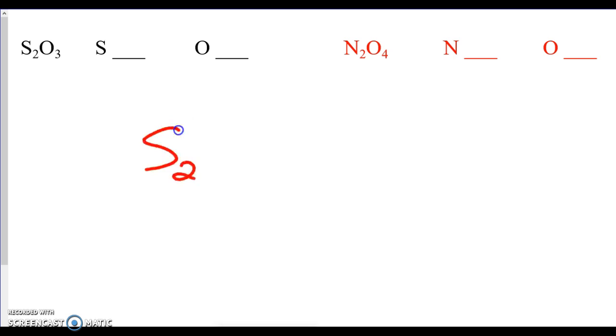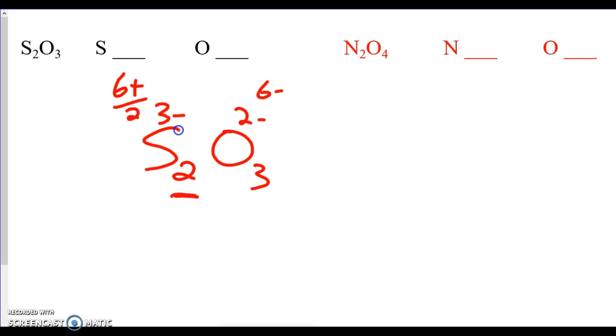S2O3, the overall charge is 0. 2 negative there. There's 3 of them, so that's 6 negative. So all of this over here has got to be equal to 6 positive. I have 2 sulfur, so I take that 6 divided by 2, and I get that each sulfur is a 3 positive.